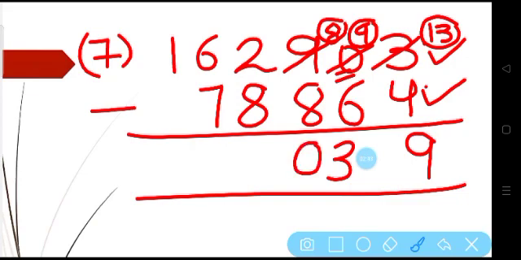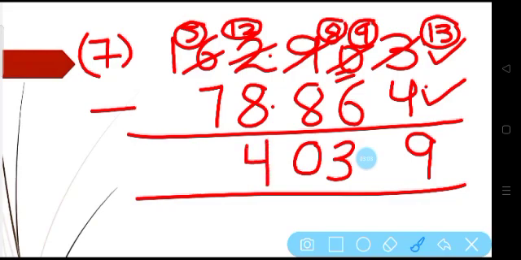Again you can see this number is 2 and here we are having 8. So again we have to borrow. This time we will borrow from 6. So 6 will become 5 and this 2 will become 12. So 12 minus 8 will be equal to 4.